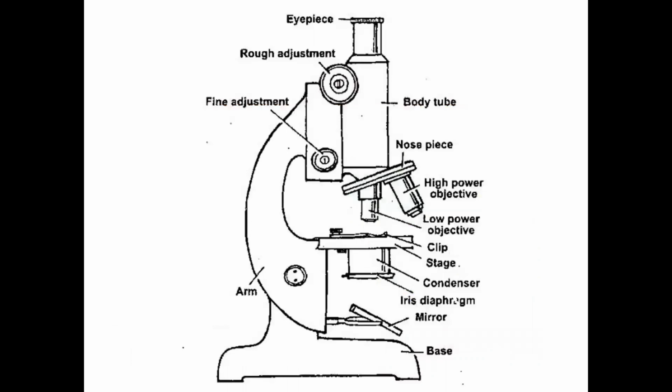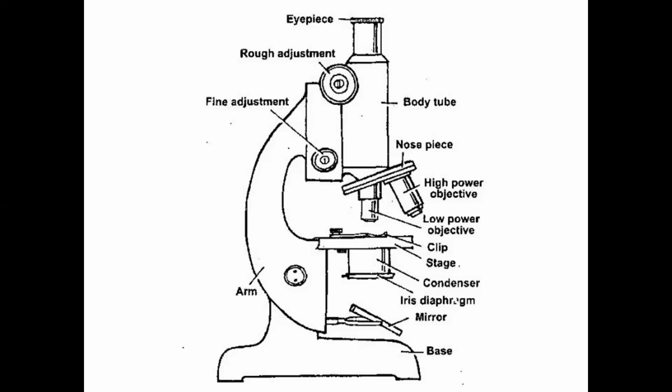So this is the basic parts of a light microscope. From the top, we have an eyepiece, which has an ocular lens. And then you have the rough adjustments or the coarse adjustments, which can be done for the body tube. And then we have the fine adjustments. And we have the nose piece, which has the different types of objective lenses. We usually have three different types of objective lenses. One is the oil immersion lens, and then we have the lower objective lens, and then the medium power objective lens.